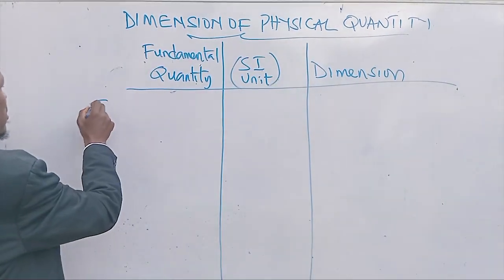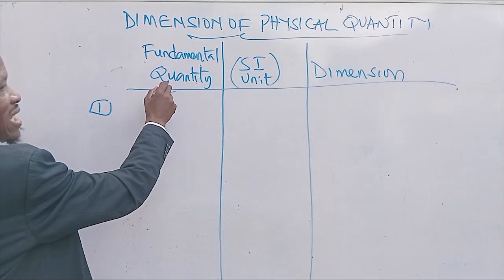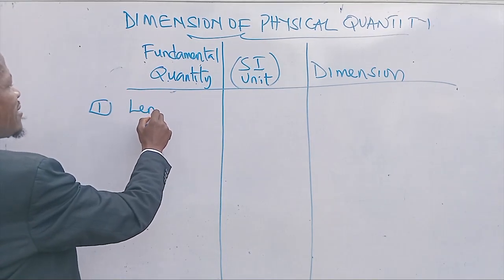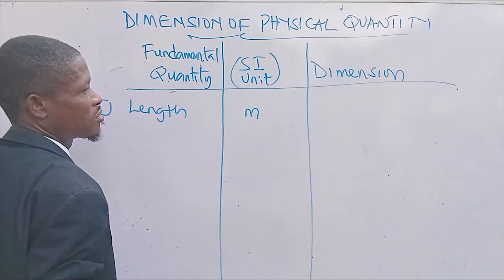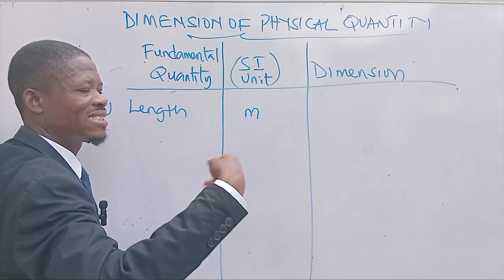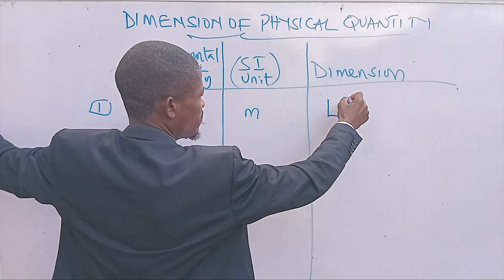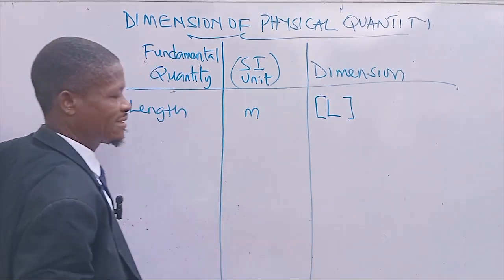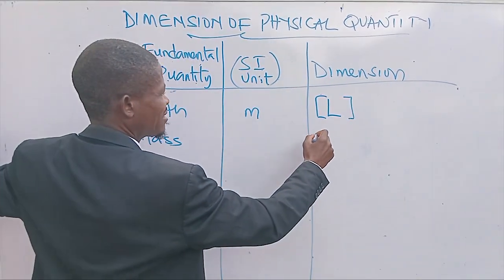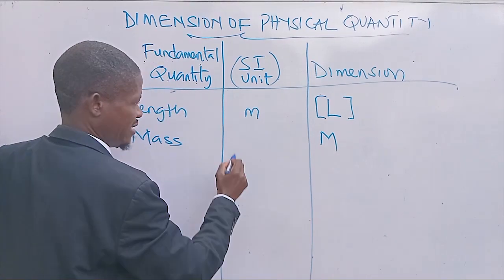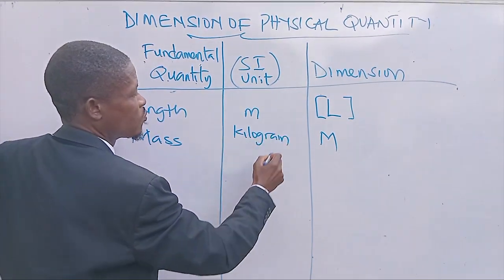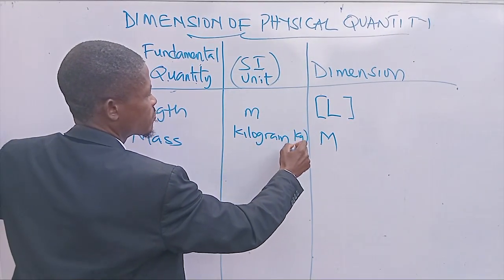The first one we talk about, fundamental quantities. We talk of length. The SI unit is meter. So anything measured in meter, centimeter, foot, feet, the dimension is what? L. That's the dimension for length. The dimension for mass is capital M. The SI unit is what? Kilogram, which is kg.